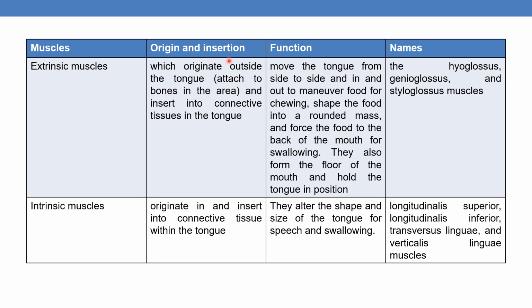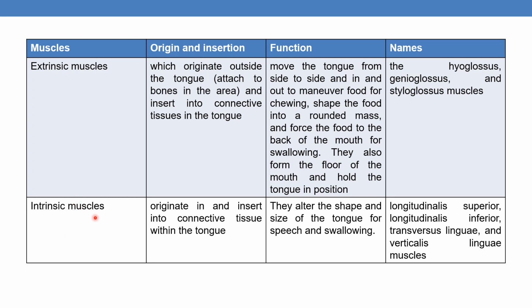Coming to the function of extrinsic muscles, they move the tongue from side to side and in and out to maneuver the food for chewing and shape the food into a rounded mass, which is nothing but bolus, and force the food to the back of the mouth for swallowing. They also form the floor of the mouth and hold the tongue in position. These are the functions of extrinsic muscles. The names of extrinsic muscles of the tongue are hypoglossus, genioglossus and styloglossus muscles.